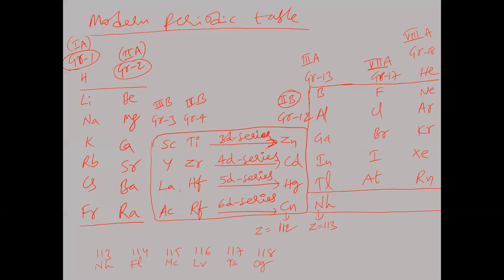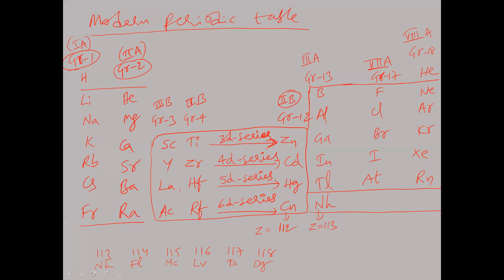And why are there 10 groups only in D block? Because in the D subshell, the dxy, dyz, dzx, dx square y square, and dz square, 5 orbitals are present. So the D subshell with 5 orbitals can accommodate a maximum of 10 electrons. Therefore, the D block has totally 10 groups.